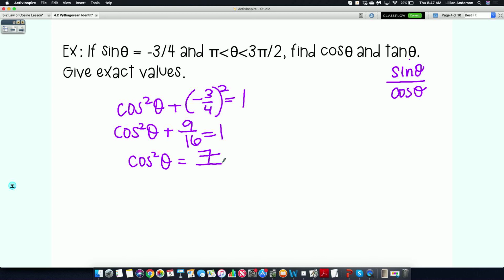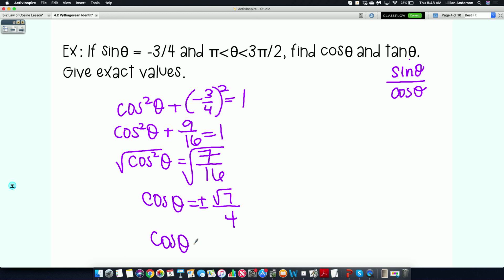Well, before you take the square root of 7/16, then you take the square root. So then cosine theta will equal, careful, plus or minus. It is plus or minus, but because we're in the third quadrant, it's going to be a minus square root 7/4. Okay, so be cautious. It is plus or minus, but then of course you use the quadrant to determine whether it's going to be a positive or a negative root 7/4.